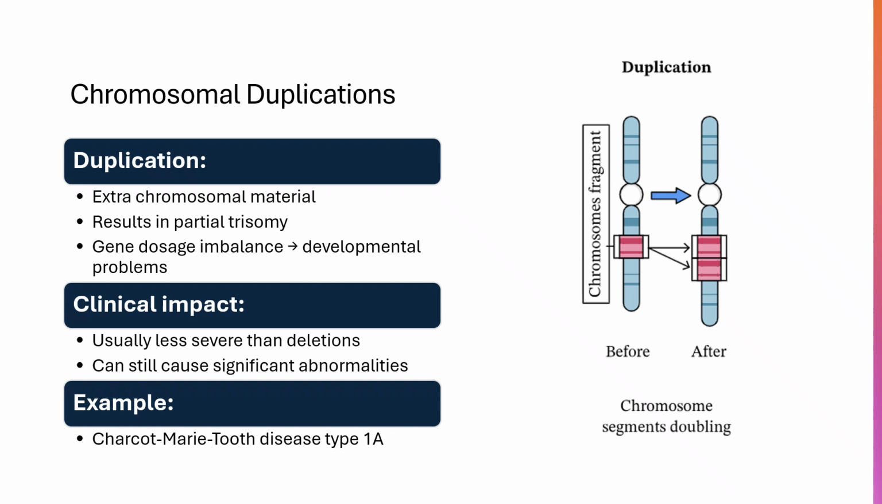A tiny 1.4 megabase duplication on chromosome 17p12 creates an extra copy of the PMP22 gene. This gene encodes peripheral myelin protein 22, crucial for maintaining the myelin sheath around peripheral nerves. The 50% increase in PMP22 protein disrupts myelin stability, leading to progressive peripheral neuropathy.